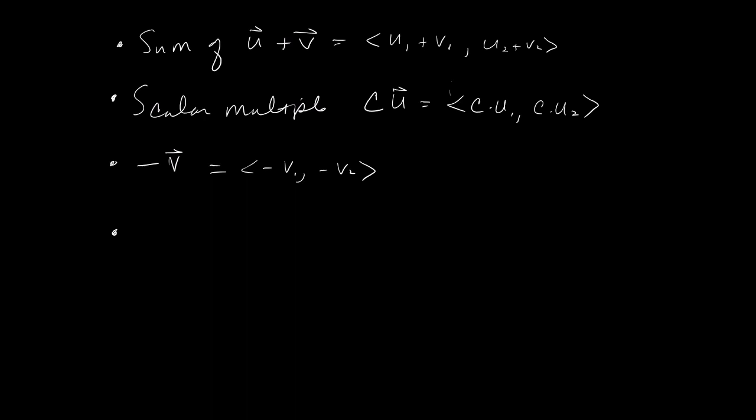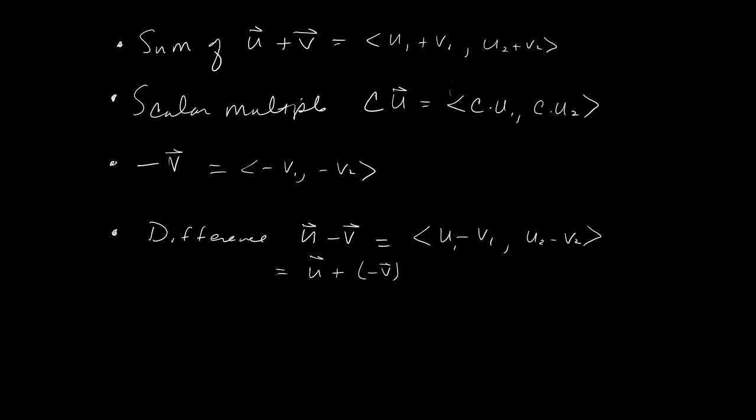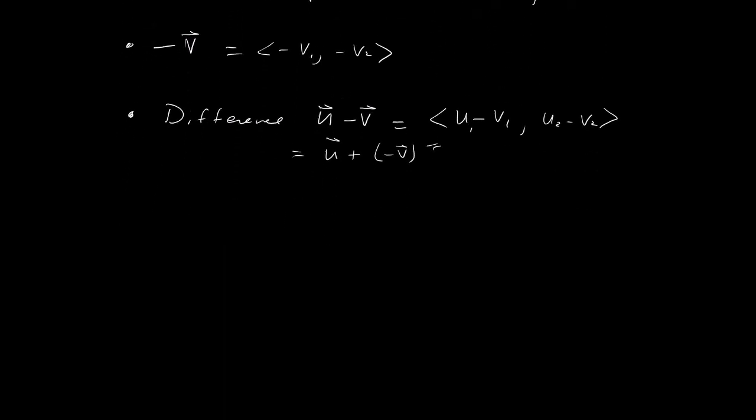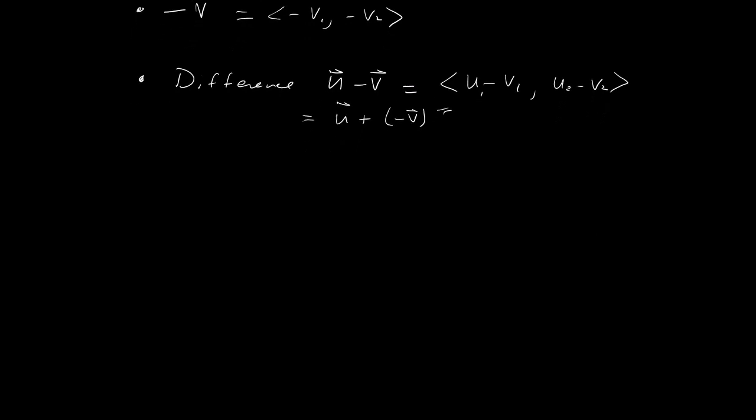Okay. The difference of u minus v is going to be equal to u1 minus v1, u2 minus v2. Just like adding a negative, right? So it's like u plus the opposite of vector v, if you want to think of it in that way.